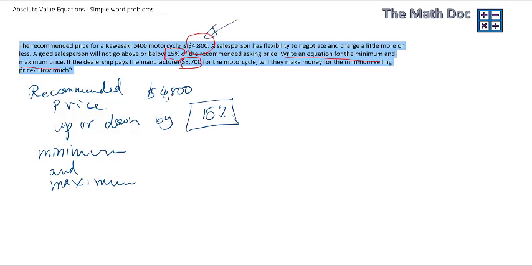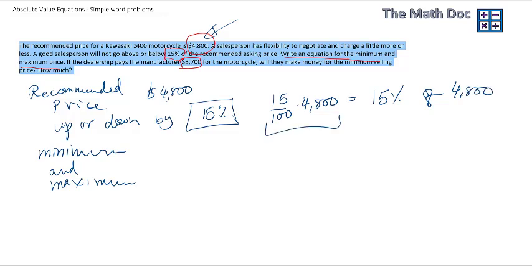We have a video that I will link to this video which discusses percentages, and you can check that out here. But as a reminder, when we have a percentage, we can write that as a ratio. So we can write 15 hundredths of 4,800, which equals 15% of 4,800. So let's calculate this.